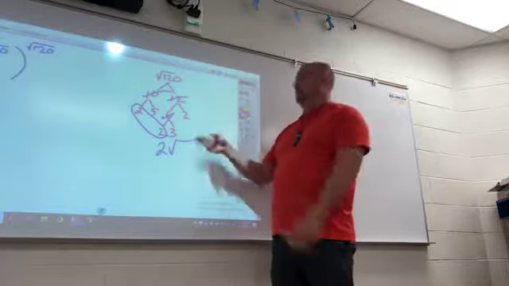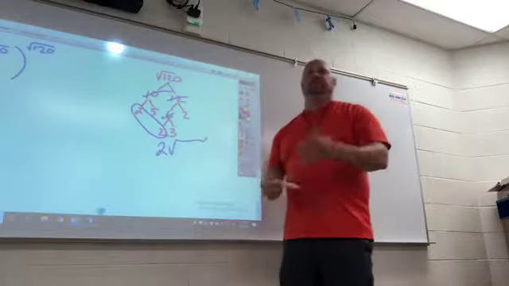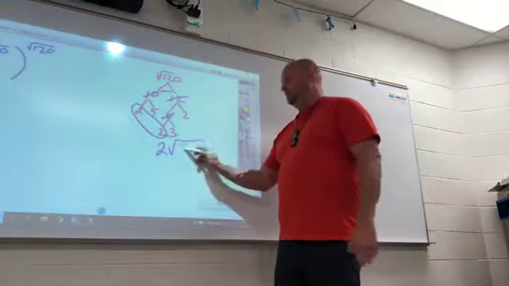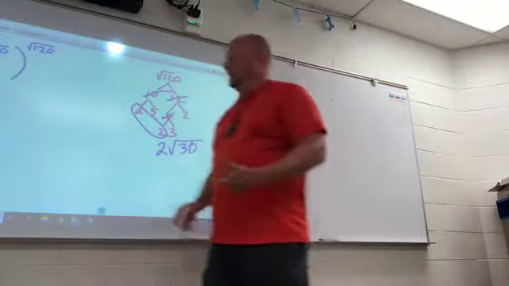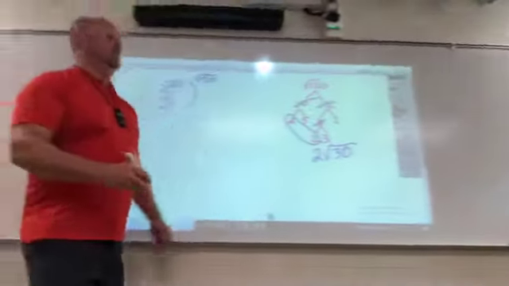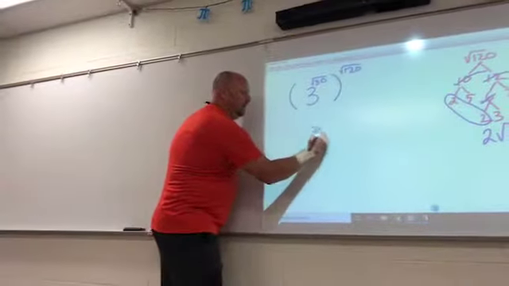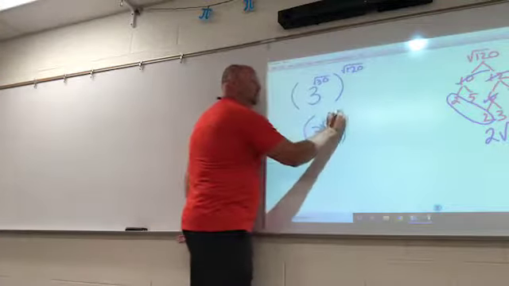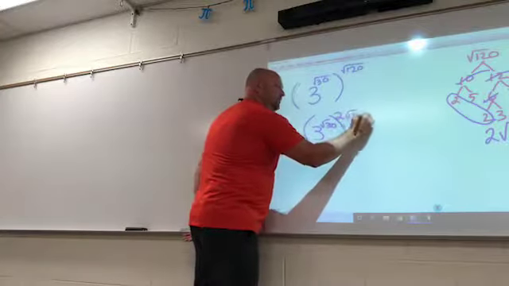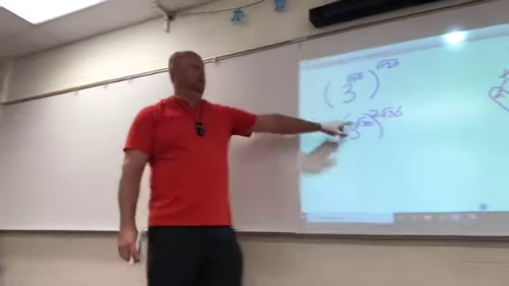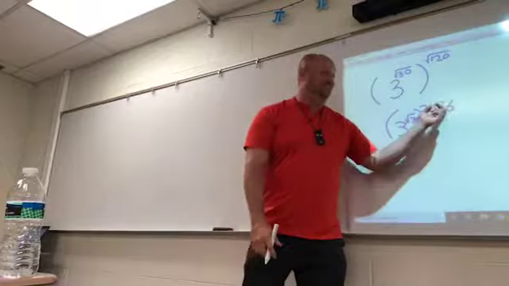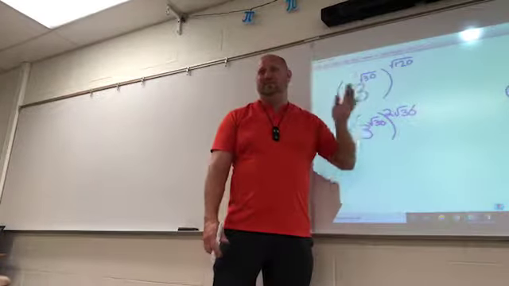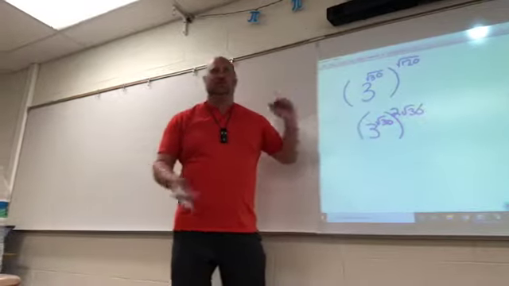If I put all that back on the inside, that 2, that 3, and that 5, what do I have on the inside? 30. What that means is this problem is the same as 3 to the square root of 30, raised to the 2 root 30. And I know I can't break down that square root of 30 because that's just going to break down into 2 and 3 and 5 again, and I'm not going to have any pairs.